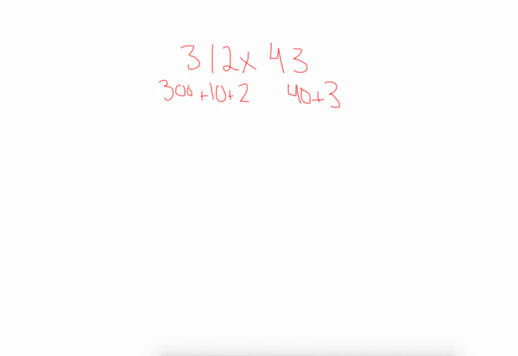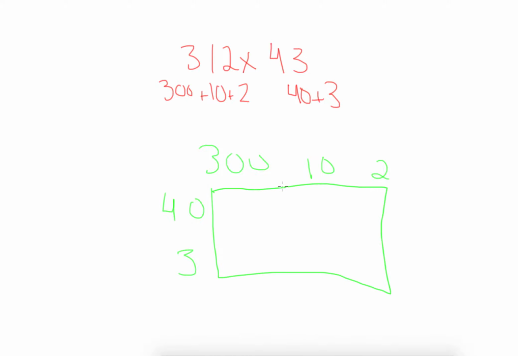Okay. The next step I'm going to do is I'm going to draw my box and write the numbers around it. So I'm going to put my 300 up here, my 10, and my 2. And then on this side, I'm going to put my 40 and my 3. And it doesn't matter if I put my 40 and my 3 up here or my 300, 10, and 2 down here. Next, I'll draw my box. And then what I'm going to do is multiply all the numbers on the top by the numbers on the side, just like we did before.